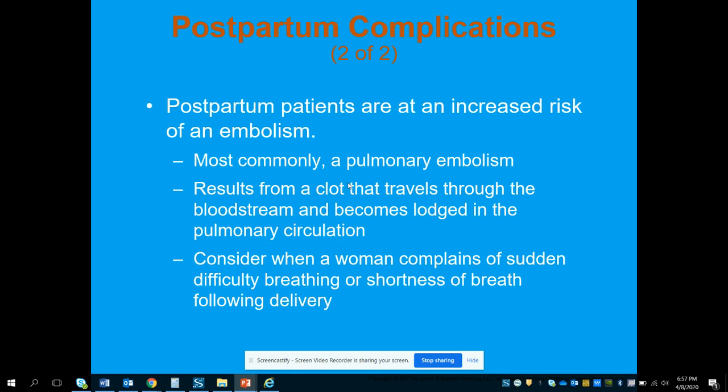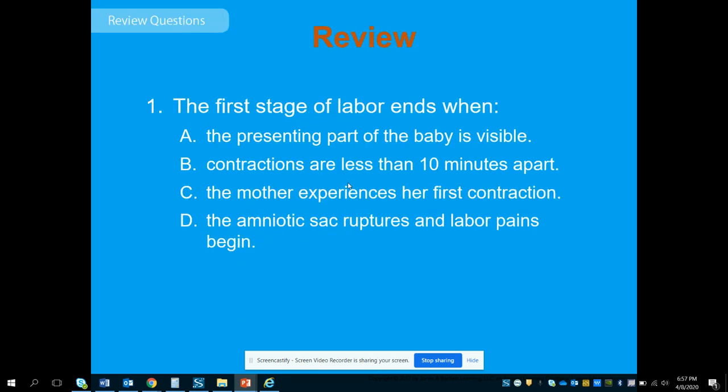Postpartum patients are also at an increased risk of an embolism. So most commonly, this is a pulmonary embolism. This results from a clot that travels through the bloodstream and becomes lodged into the pulmonary circulation. So we want to consider this if she complains of a sudden difficulty breathing or shortness of breath or chest pain that came out of nowhere. Those are things that we want to start to consider. Maybe this was an embolism.